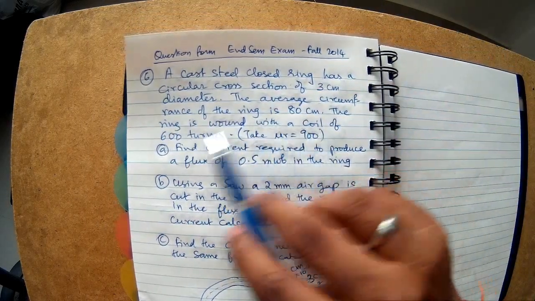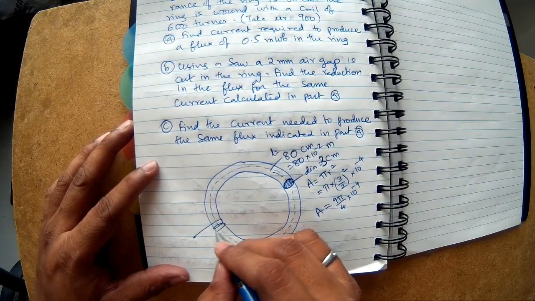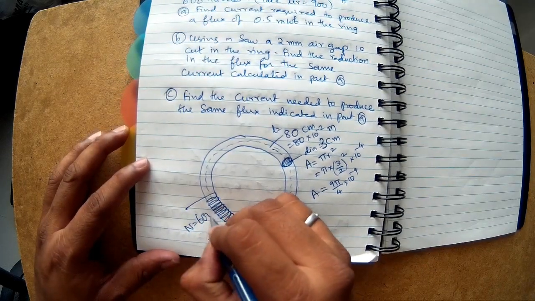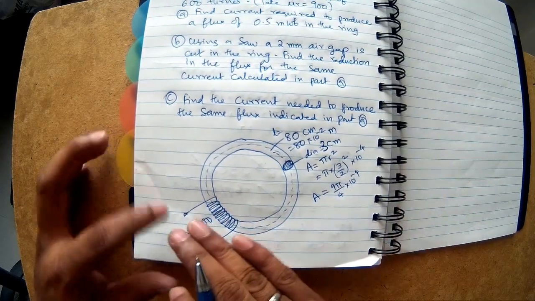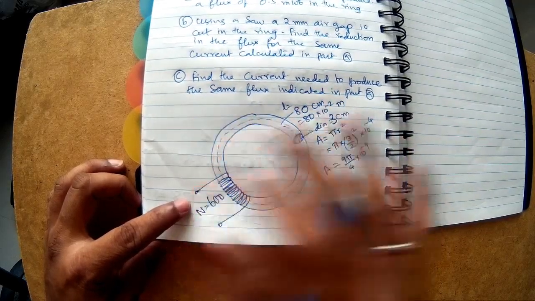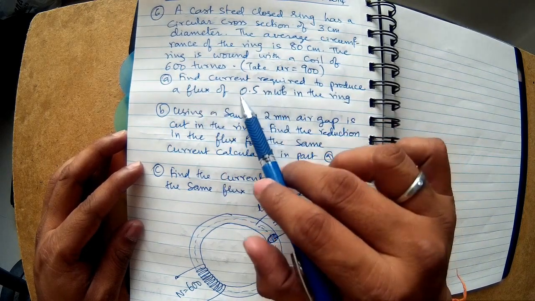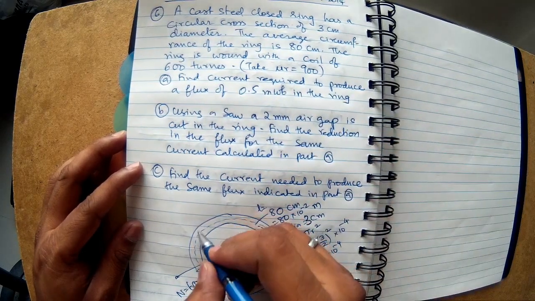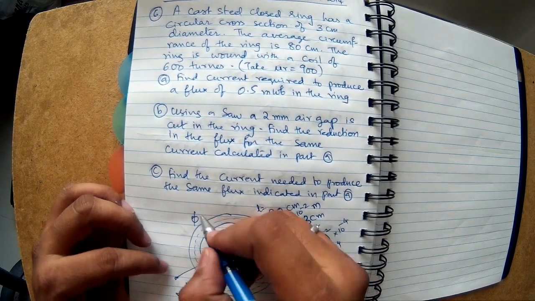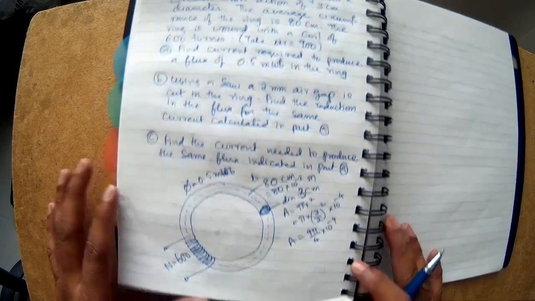The ring is wound with a coil of 600 turns. So somewhere in the ring there is a coil. I draw the coil, and here the number of turns is 600. The moment there is a current flowing in this coil, the flux will flow in the magnetic path, that is this ring. Find the current required to produce a flux of 0.5 milliwebers in the ring. How much current is needed to produce 0.5 milliwebers? It's a fairly straightforward question.